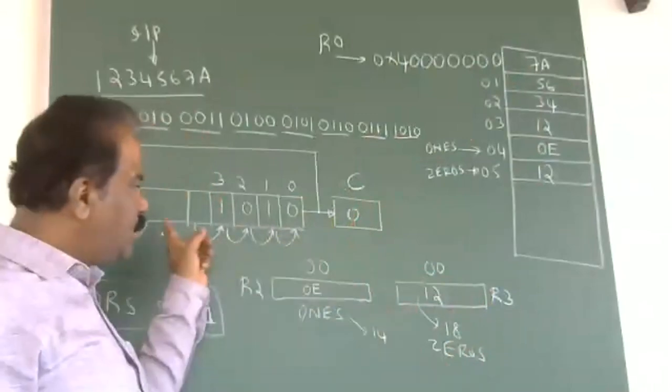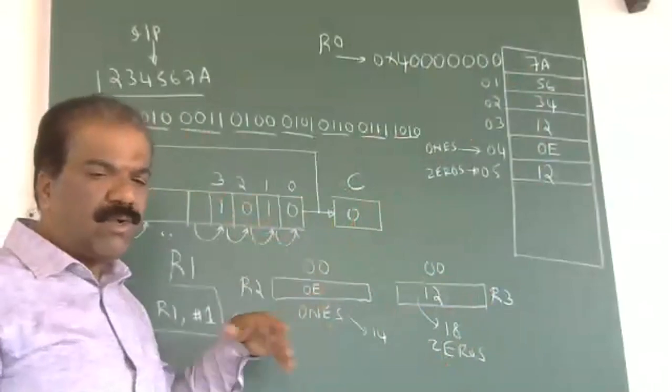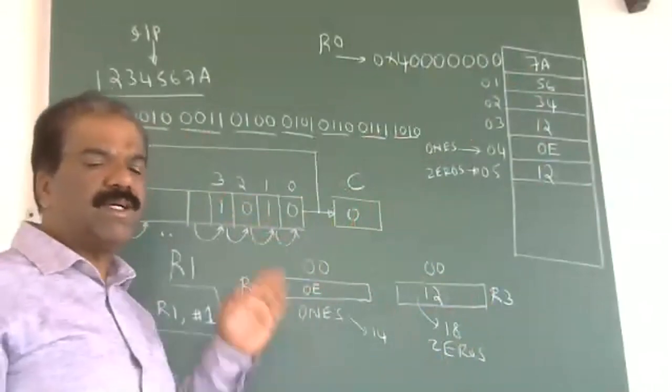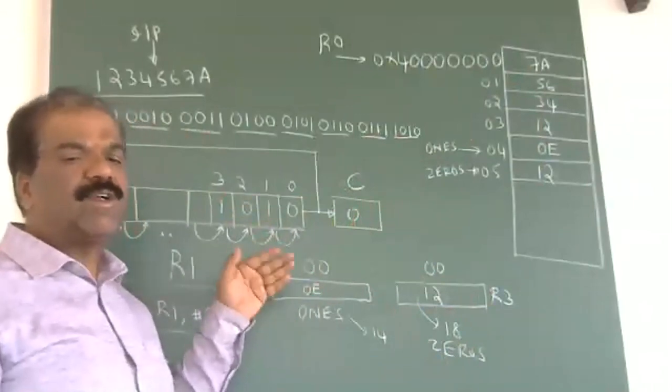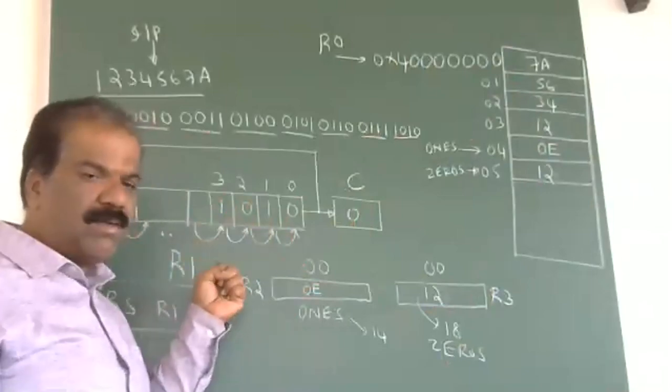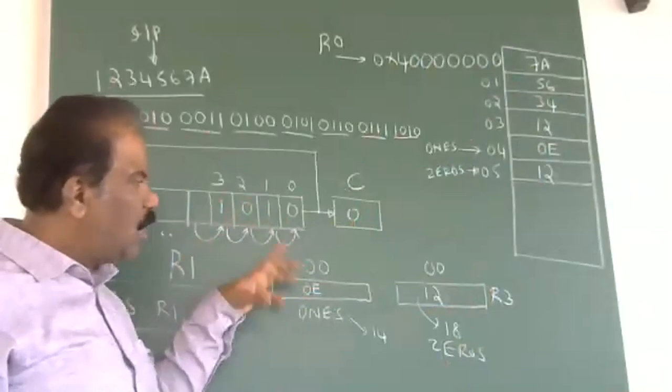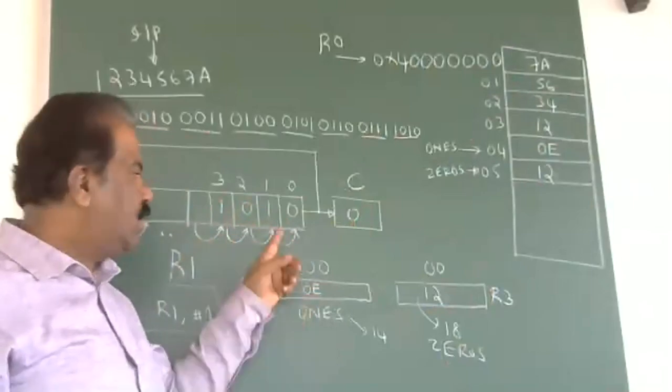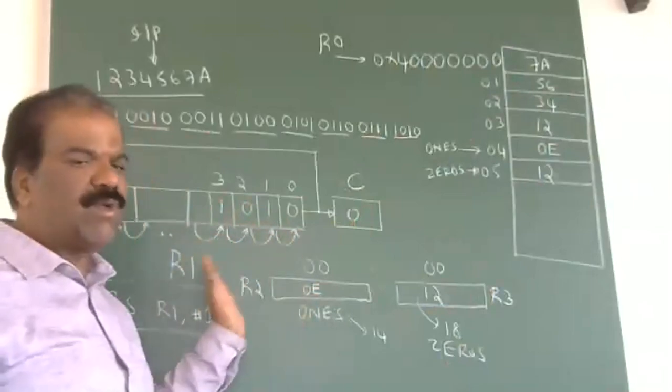How many times do you have to do this job? You have to repeat the same thing 32 times because it's a 32-bit number. As per our problem, you have to consider a 32-bit number. You have to repeat the same thing 32 times. In this case we are going to rotate rather than shift towards right.